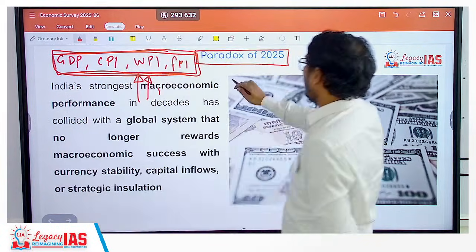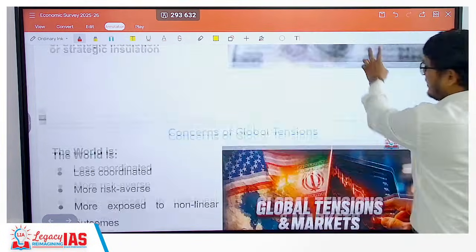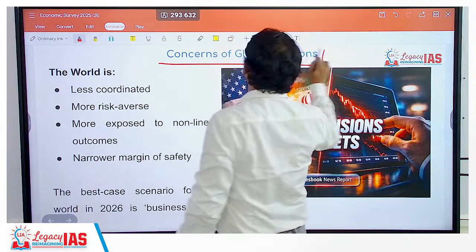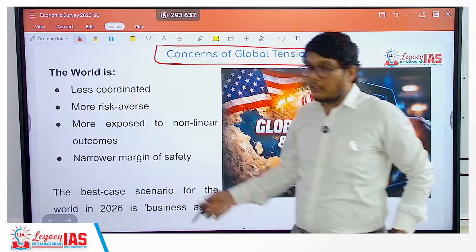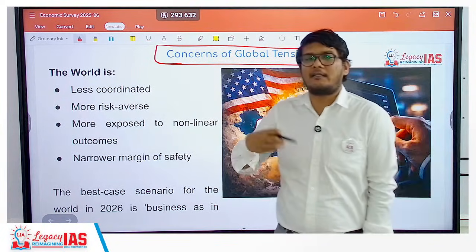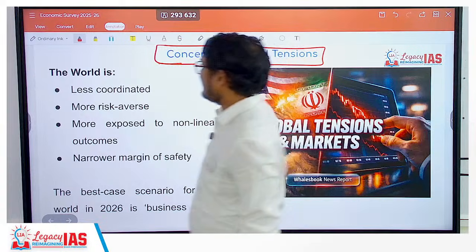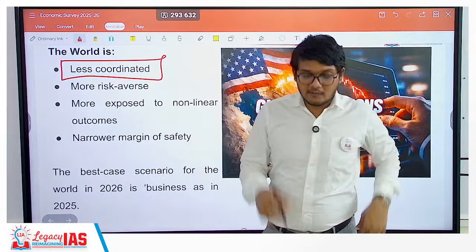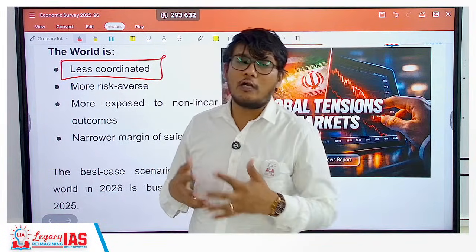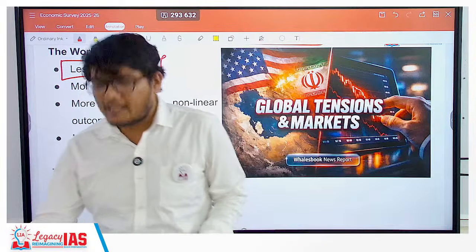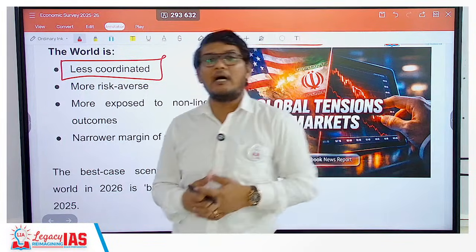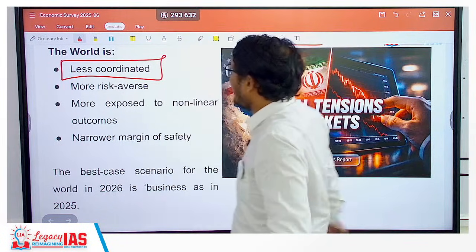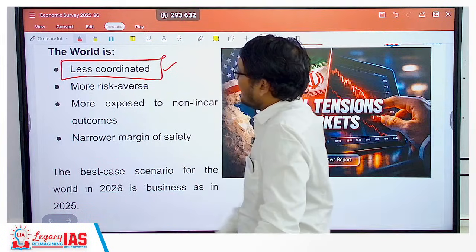And that is the paradox of 2025, right? Now, there are certain other concerns of the global world, which basically are a thing of stress. So what the economic survey says is that the world right now is less coordinated. Less coordinated means coordination among the countries is not much. Now, why is it not much? Simply because there is mistrust among the countries. So since there is mistrust among the countries, you will not be ready to coordinate with each other. So there is less coordination.